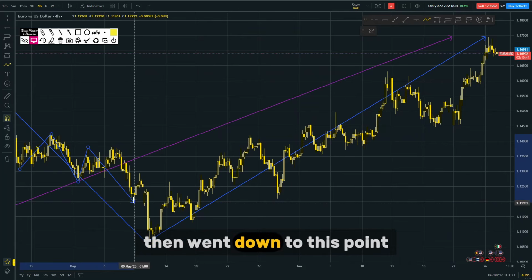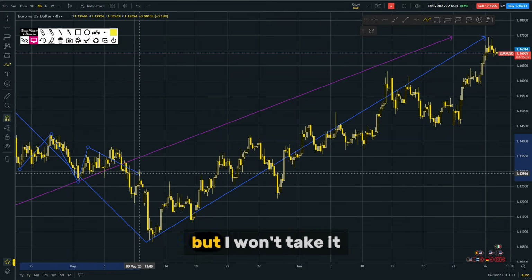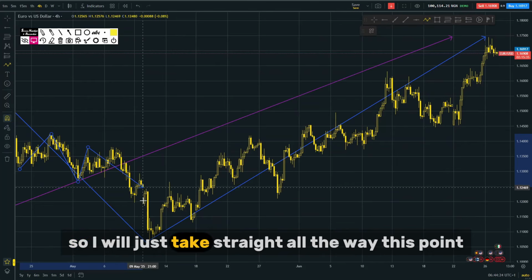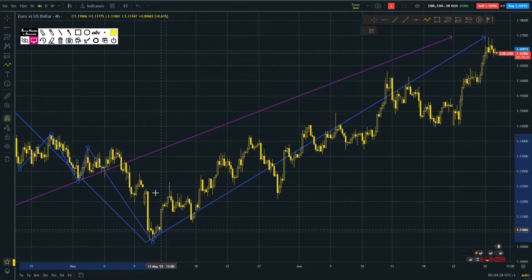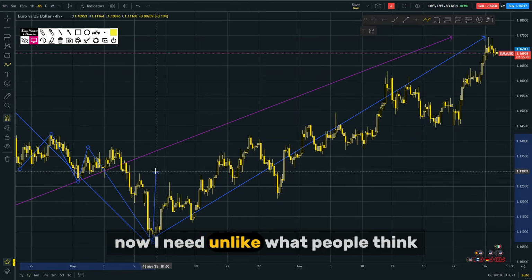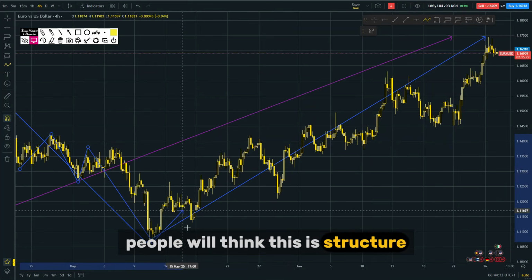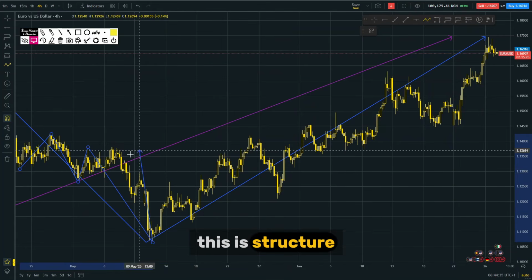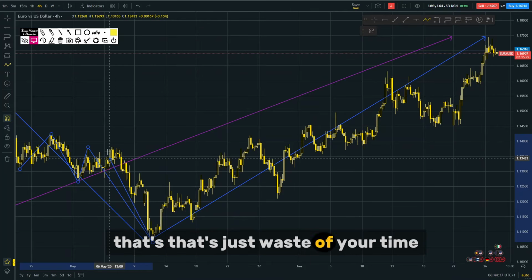It then went down to this point. Now you would have taken this to this, but I won't take it. So I'll just take straight all the way to this point. Now, unlike what people will think, this is structure, this is structure, this is structure, this is structure. That's just a waste of your time.